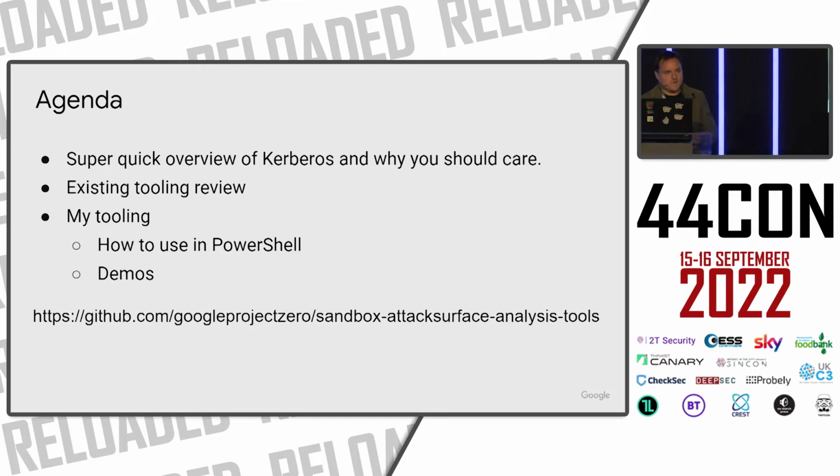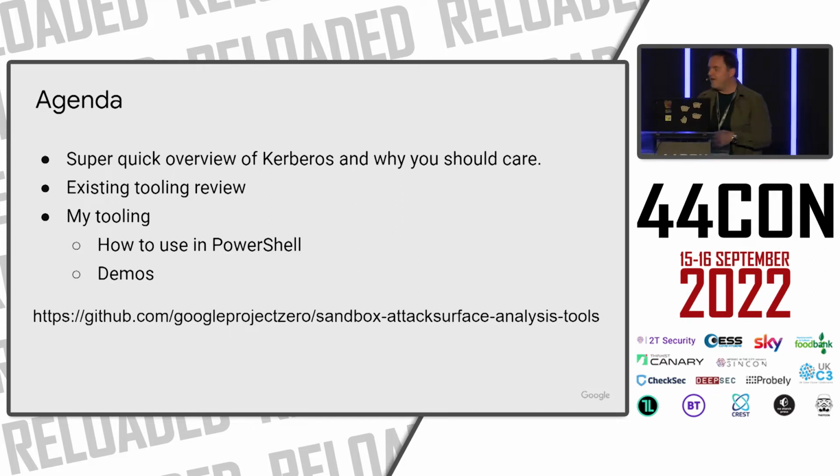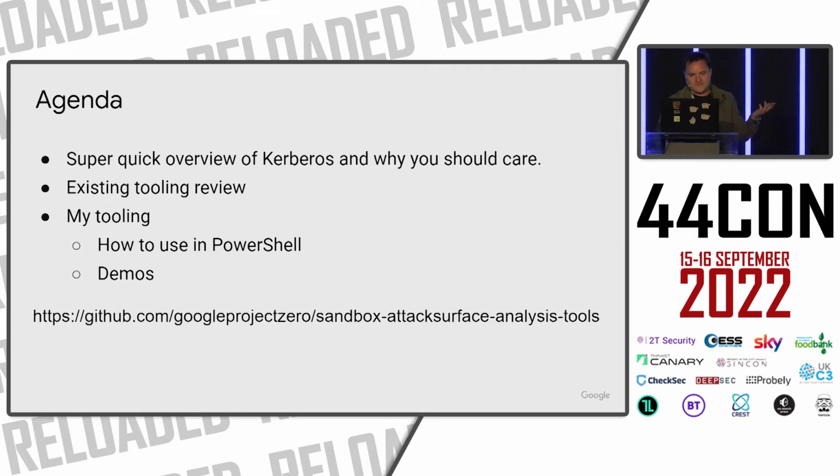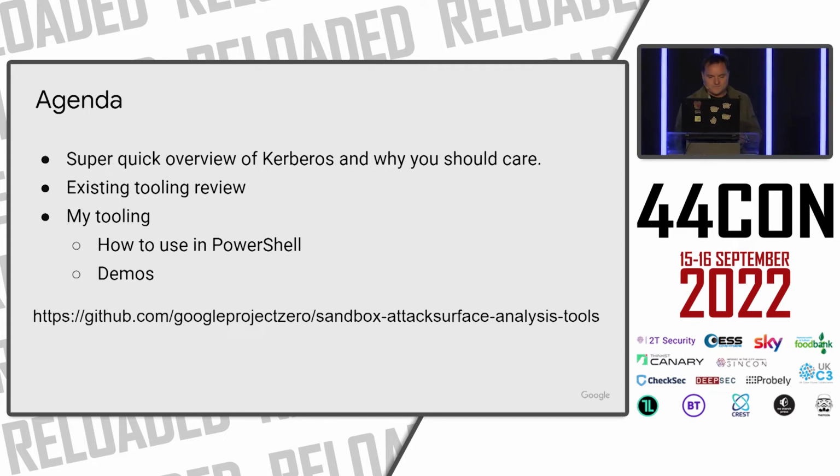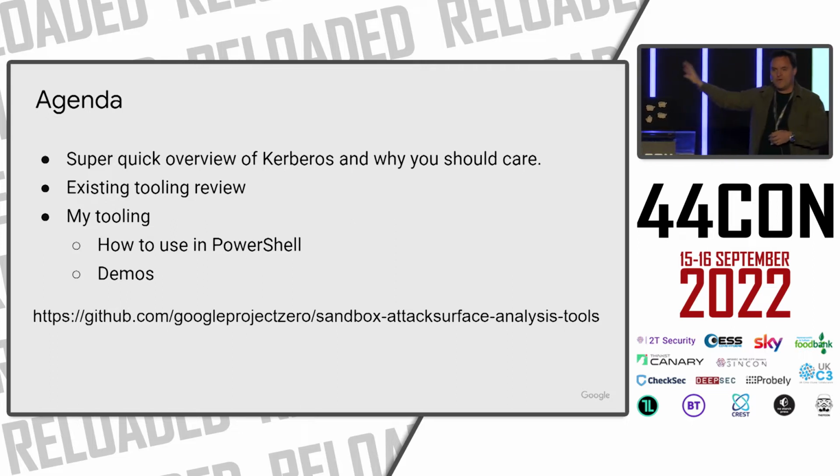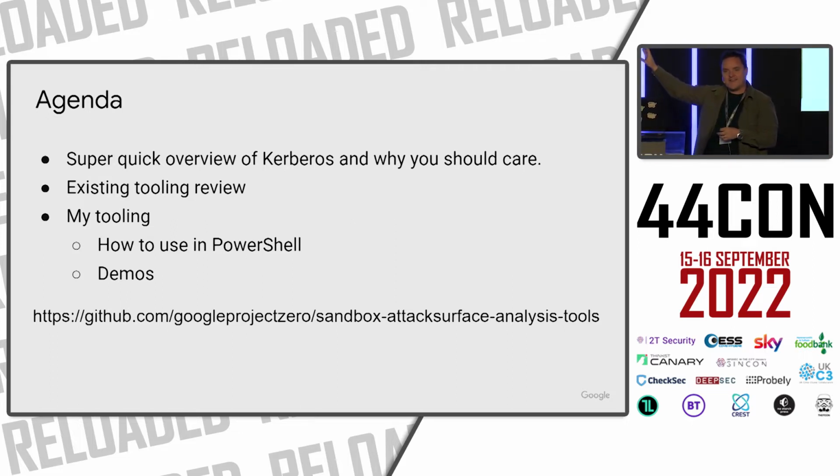And as we go through, there'll be plenty of demos, all in PowerShell pretty much, because that's just the types of things I write. So the link is there. All the tooling is always on GitHub. Now, it isn't just Kerberos-only stuff. There's loads and loads of tooling in there for doing Windows security analysis, which is why it's called attack surface analysis tools, but it actually does a whole lot more than just that.